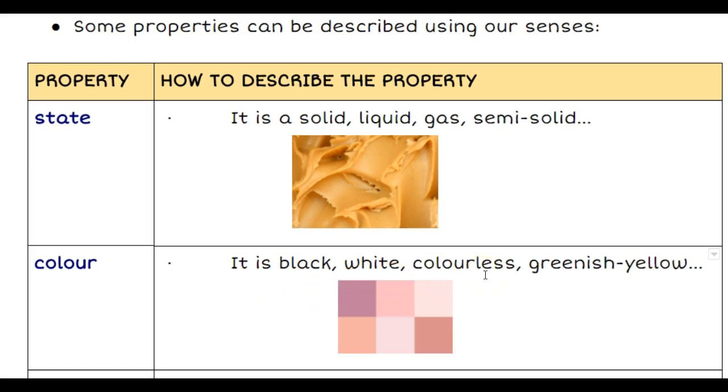Another thing I want to mention is that there's a difference between something being clear and colorless. Clear describes how transparent the substance is, while colorless describes the absence of color. I'm going to get more into that when I talk about clarity.